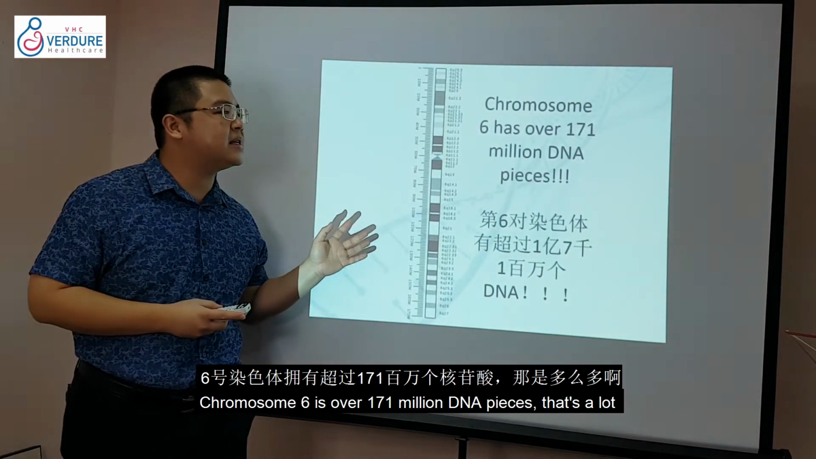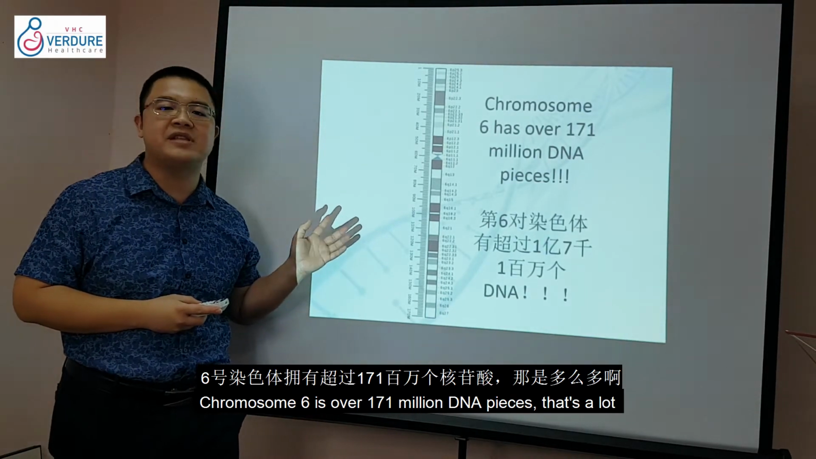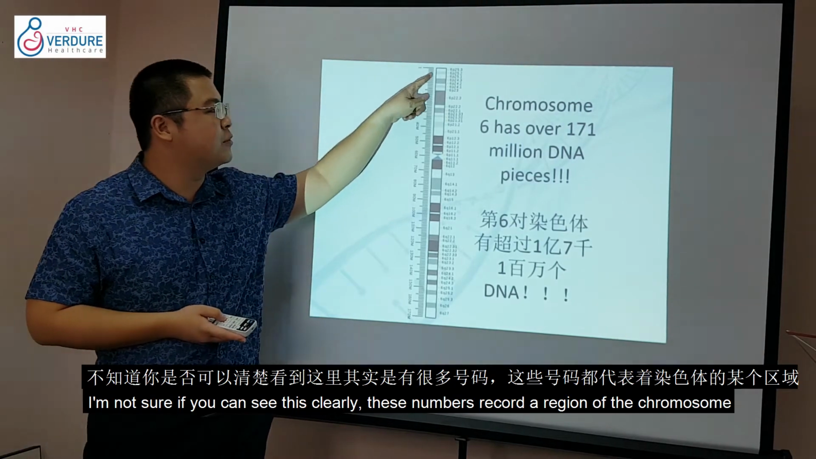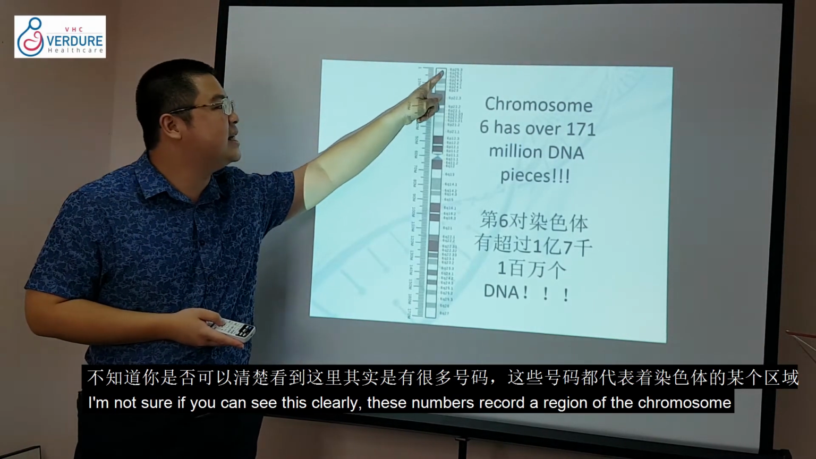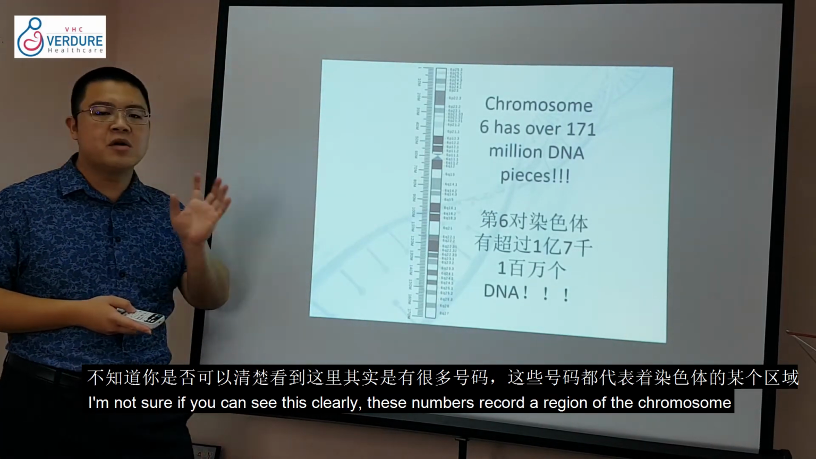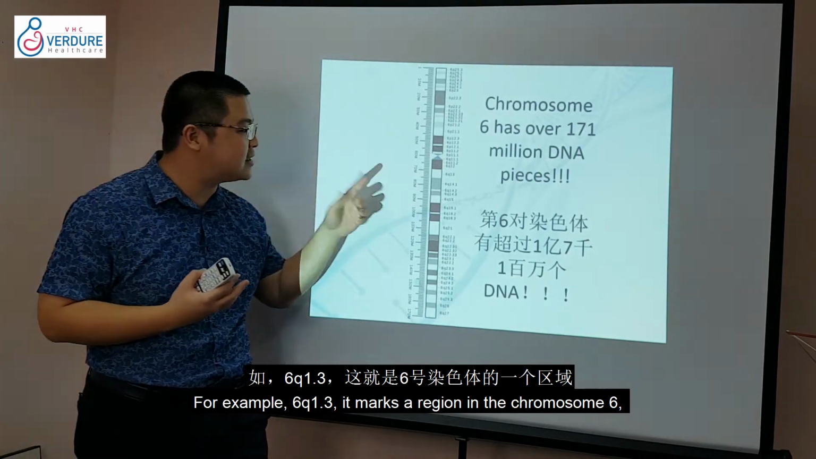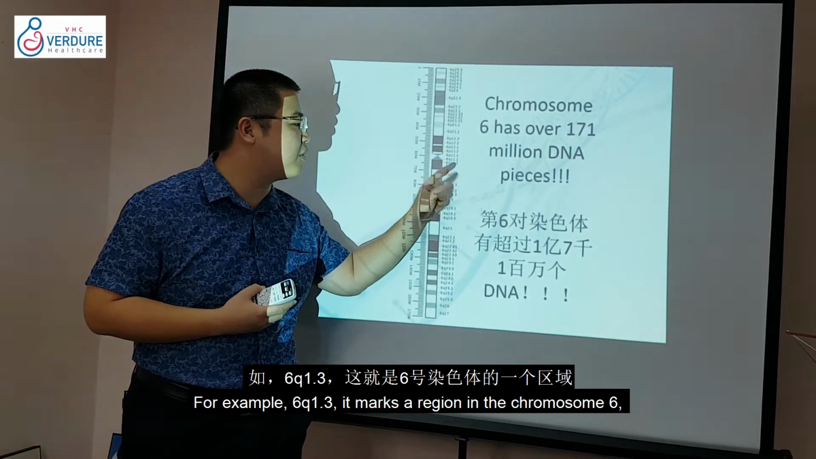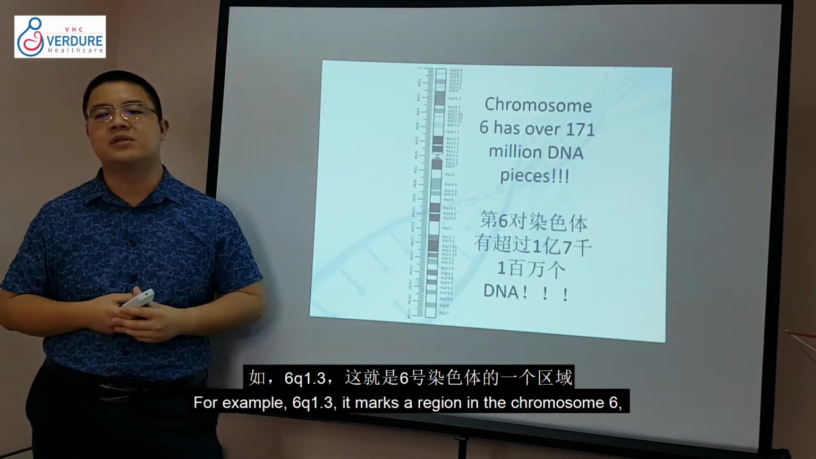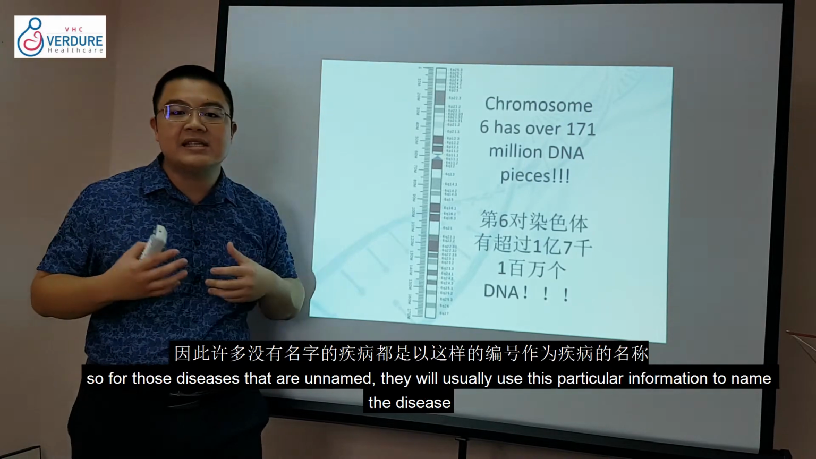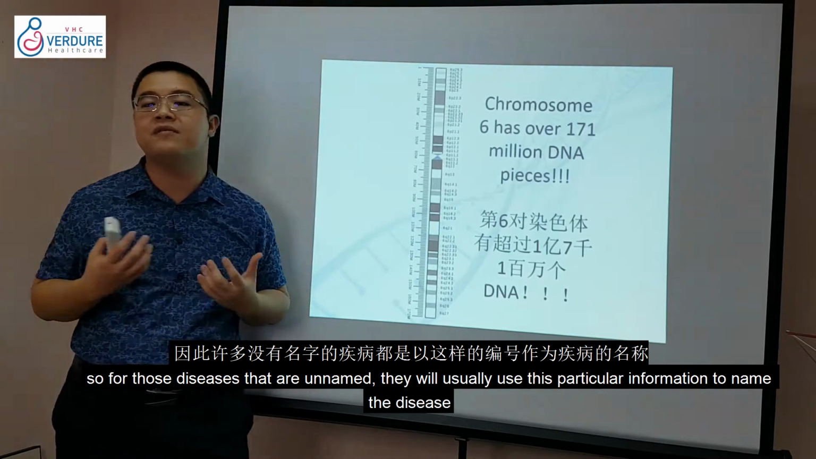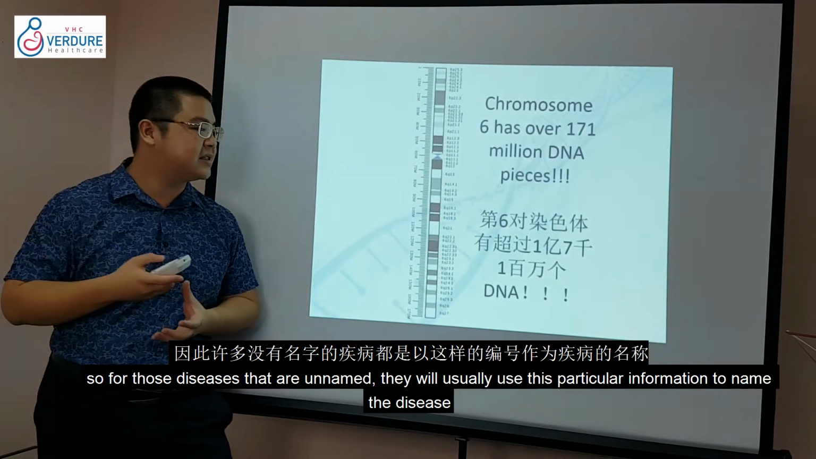Right, so chromosome 6 has over 171 million DNA pieces. So that's a lot, and I'm not sure if you can see any of these, but these numbers record the regions of a chromosome. If you can see, there are some numbers, for example, 6q 1.3, which marks the region in this chromosome 6. For diseases that cannot be named or don't have a name at all, they would usually use this particular information to name the disease.